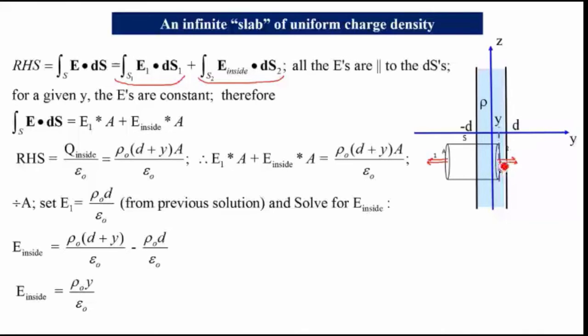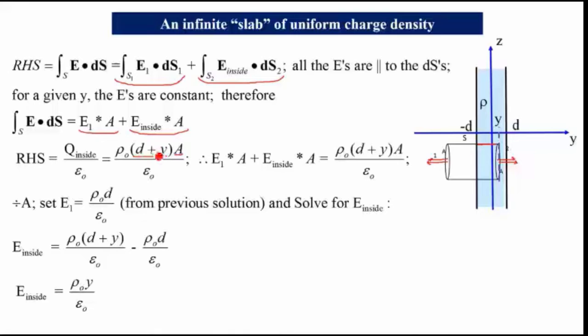Total flux will be this plus this. So here we go. We have E1 times A and then E inside times A. The right hand side again is equal to Q inside over epsilon naught. Q inside is going to be the density times the volume where there is charge inside the pillbox. Well, it's going to go from Y to minus D, so the length of this part of the cylinder is D plus Y. So that's right here, D plus Y, and then of course times the area. So this is the volume of charge that's inside that pillbox.